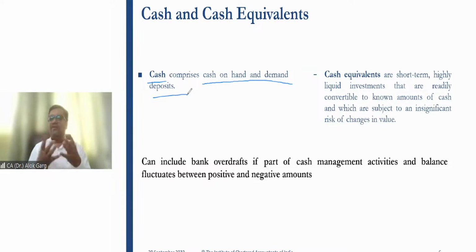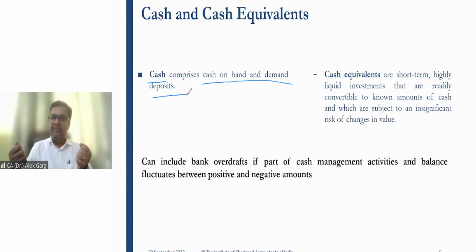It comprises cash on hand, the cash which you are having in your pocket, in your tijori, in your locker. So this is cash on hand. And demand deposits means cash in a bank account. So you have the cash in your saving bank account. Is it cash on hand? Yes, it is kind of cash on hand. It is kind of a cash.